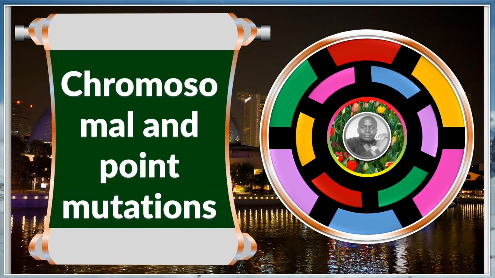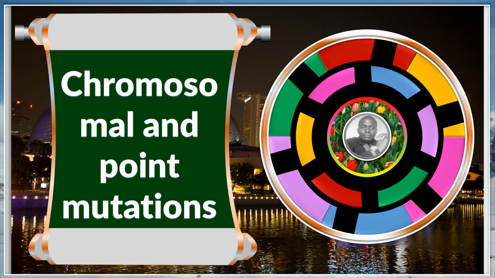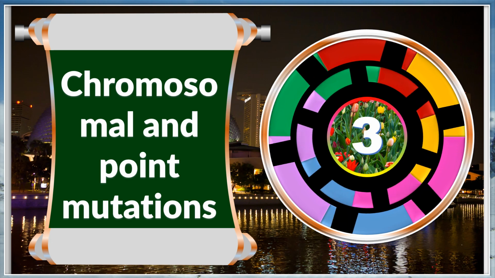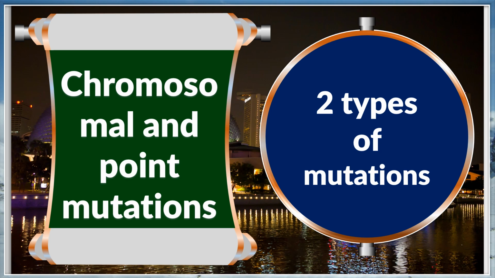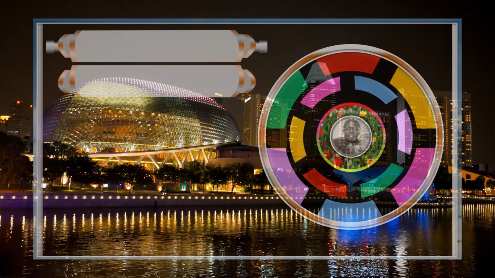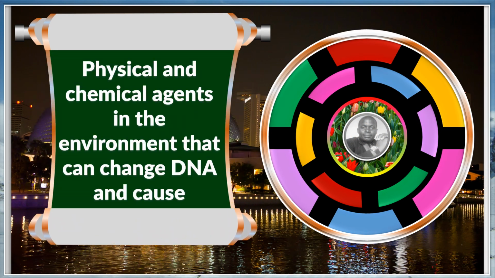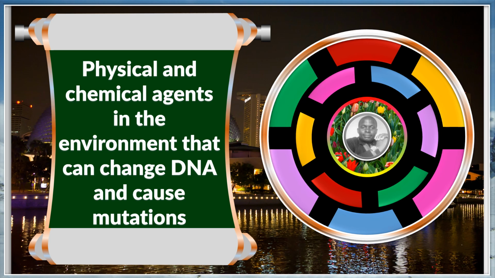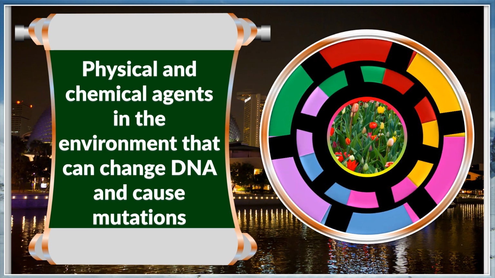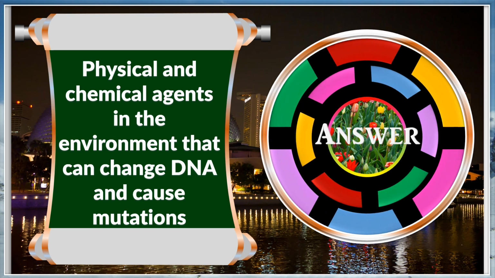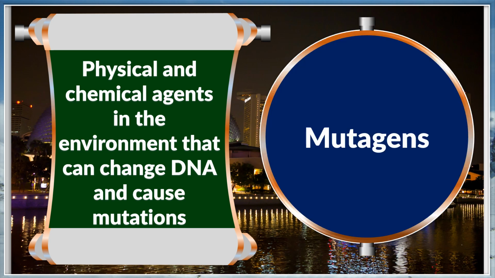Chromosomal and point mutations. Two types of mutations. Physical and chemical agents in the environment that can change DNA and cause mutations. Mutagens.